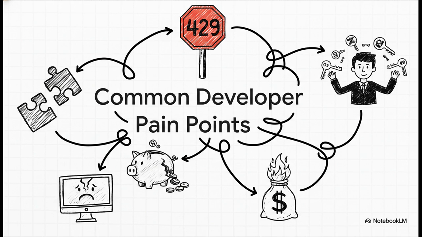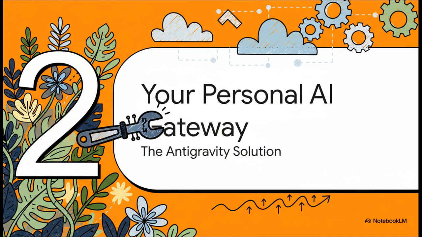credits. So the crucial point is, all this complexity isn't just frustrating, it actually slows you down and costs you real money. But what if you could tame this whole jungle with a single smart tool? What if you could just have one stable, unified endpoint for all of your AI needs? Well, let's explore the solution that Antigravity Tools brings to the table.